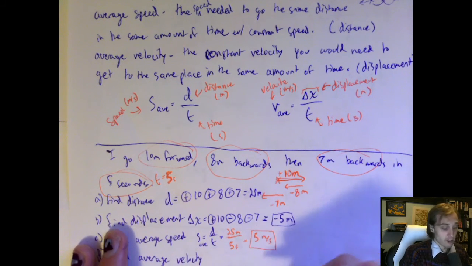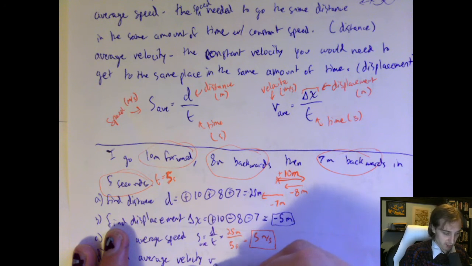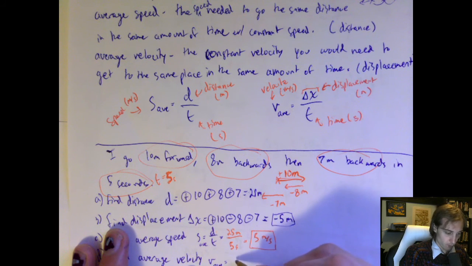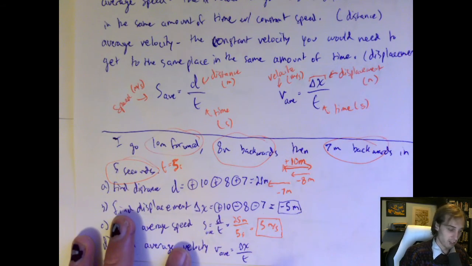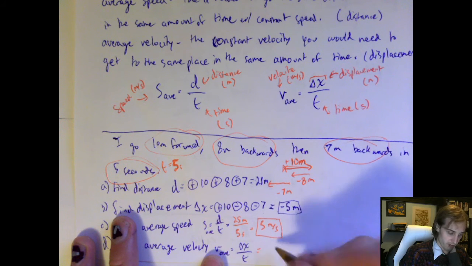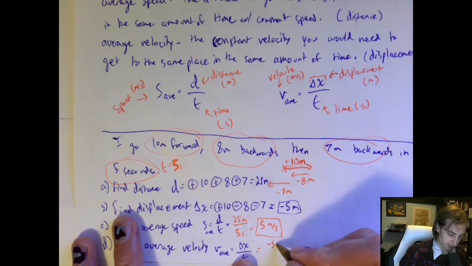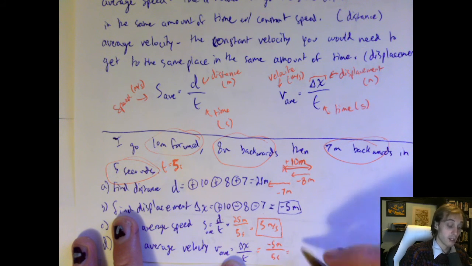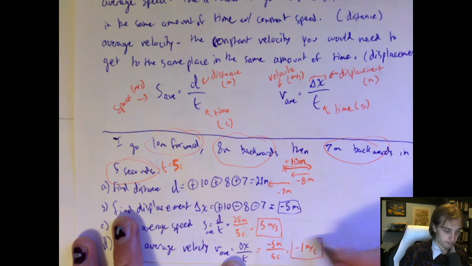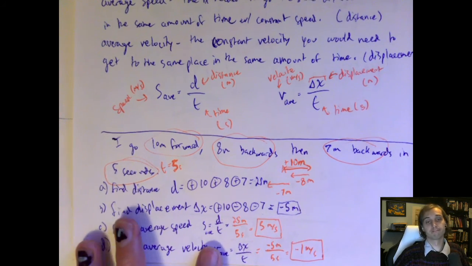For our next one, it's going to be very similar, but average velocity. And that'll be displacement divided by time. We're just taking these two equations, plugging in our numbers from what we've already found. Our displacement was -5. Our time was 5 seconds. So putting those together, we get -1 meter per second. And that's it.